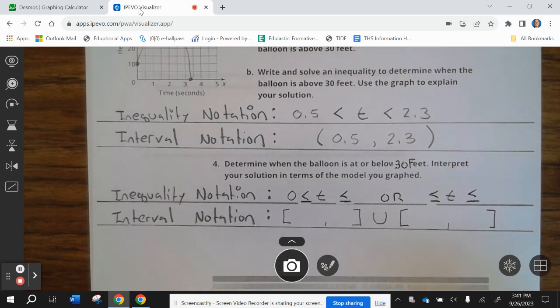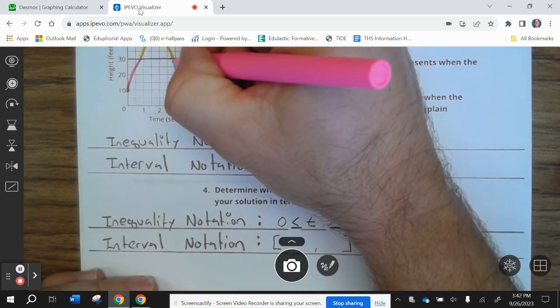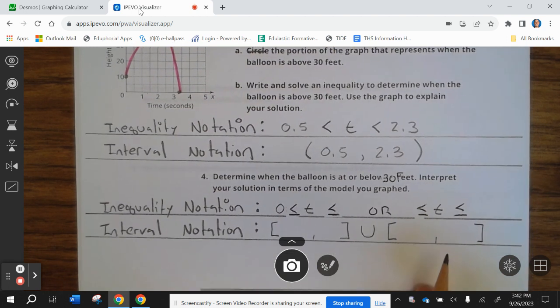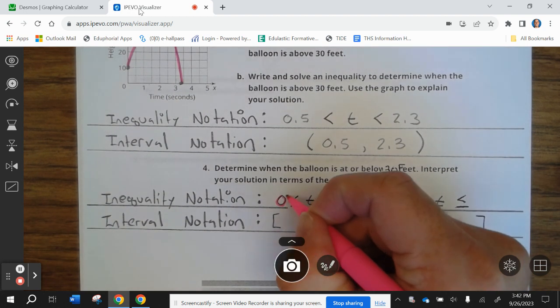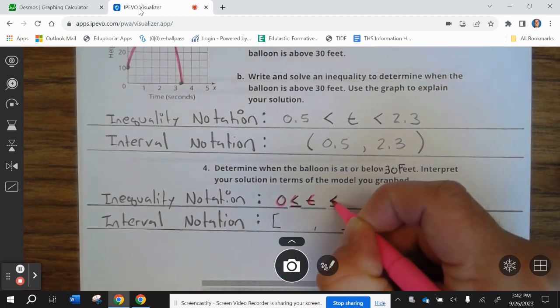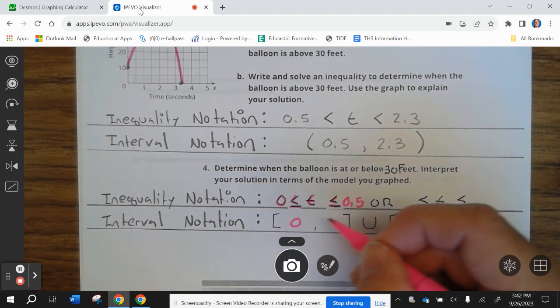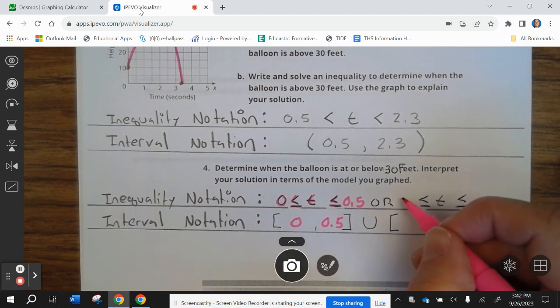All right, now it says determine when the graph is below 30 feet. So that's this portion right here and here. At or below, so that means equal. So that's 0 less than or equal to t less than or equal to 0.5. So [0, 0.5].